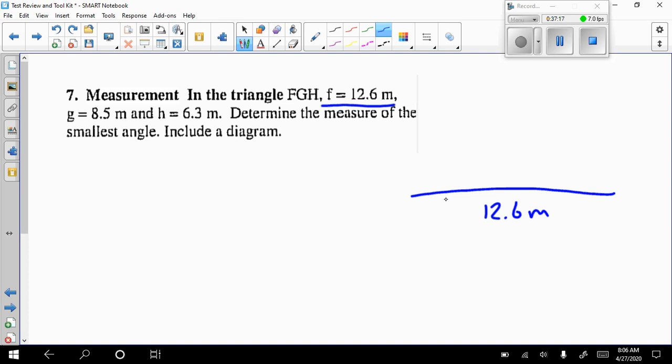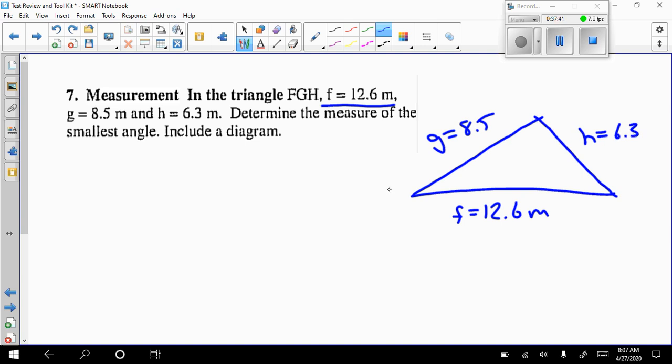I'll label this one little f. And so I'm going to draw 8.5. I'll call that little g is 8.5 meters. And then this one is the shortest side. And so little h is equal to 6.3. All right, well, I'm going to label the angles now. That's capital H because it's opposite the little h. That's capital F, and that's capital G.